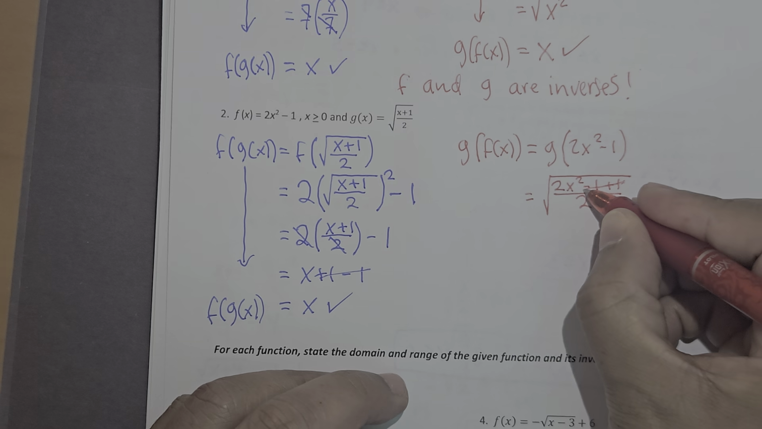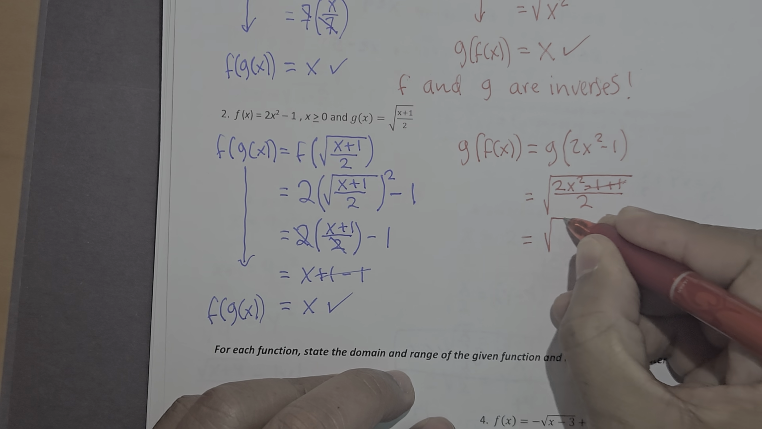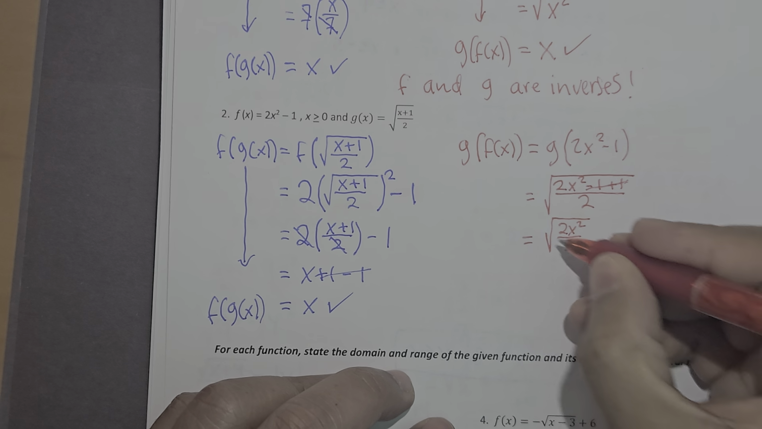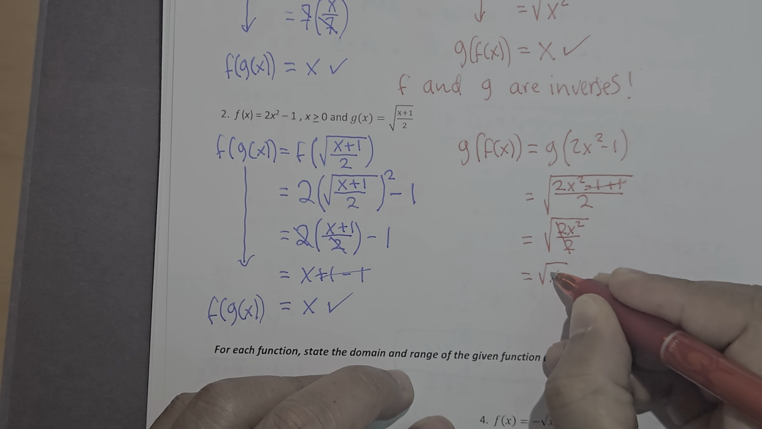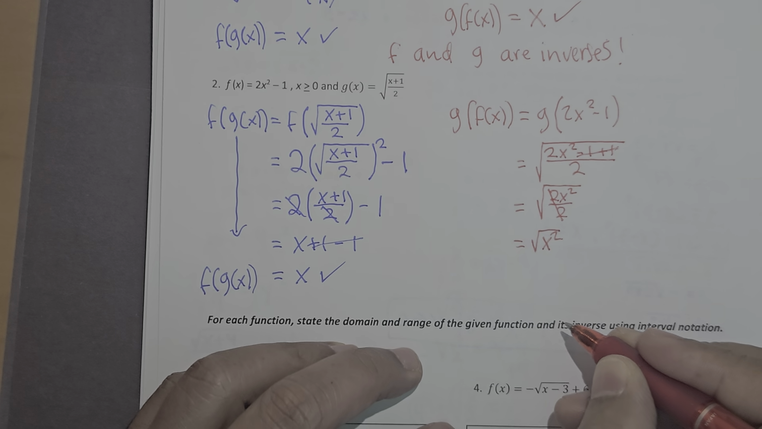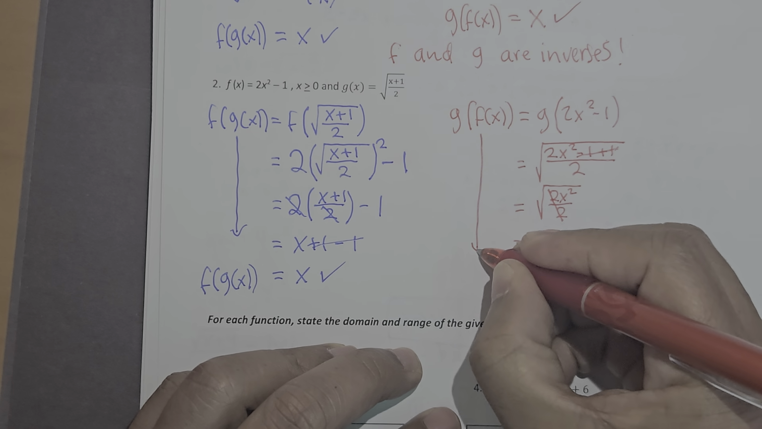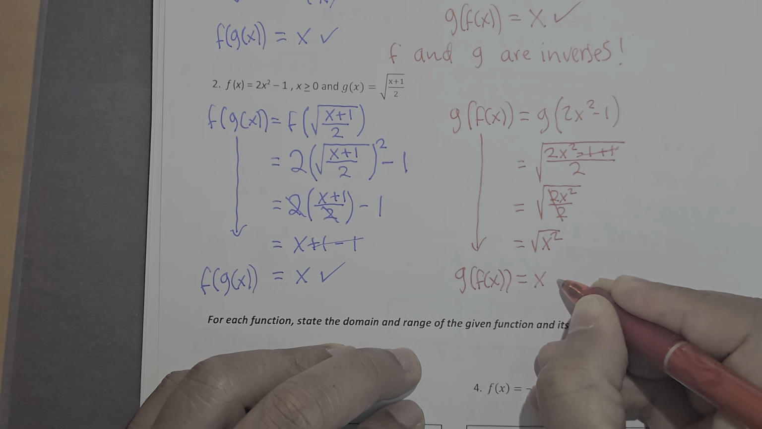So minus 1 plus 1 cancel. So then what we have left is the square root of 2x squared over 2. Now these two reduce to 1, so then this is equal to the square root of x squared. When you take the square root of x squared, that gives you x, which means this composition is equal to x.